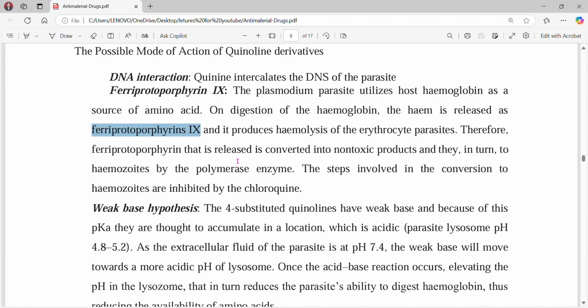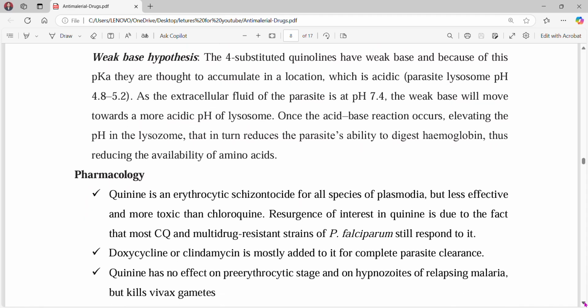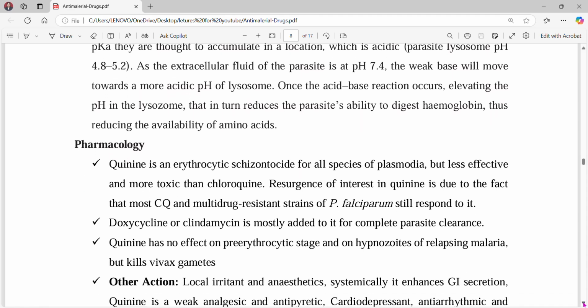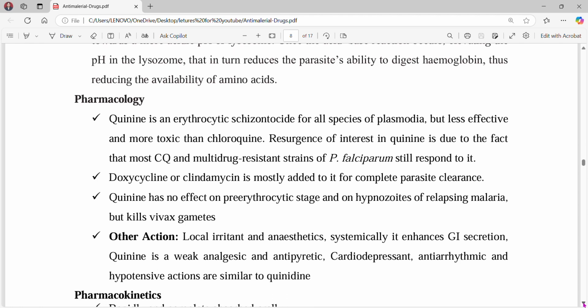So this ferriprotoporphyrin is released and converted to non-toxic products, which in turn form hemozoin by the polymerase reaction. So this is the mechanism of action: they convert the heme into ferriprotoporphyrin IX and cause hemolysis.